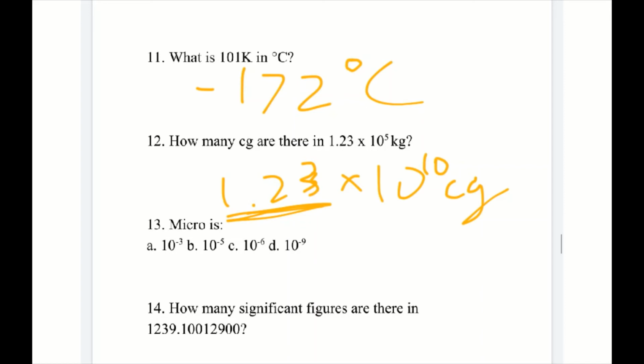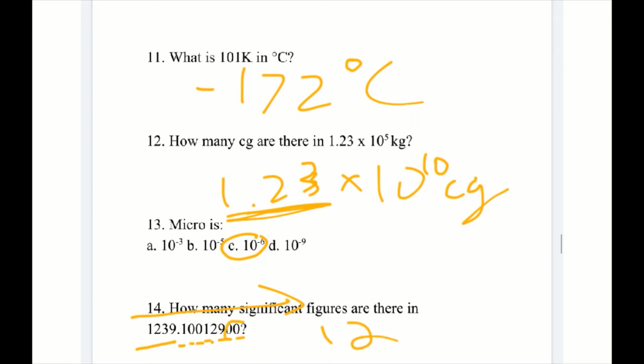Let's look at number 13. Micro is 10 to the negative 6. That's just something you memorize. How many sig figs are there in this number? So let's count. We have 4 here, so we're going to count from left to right. So 4, and then we have 5, 6, 7, 8, 9, 10, 11, 12. So we have 12 sig figs here.